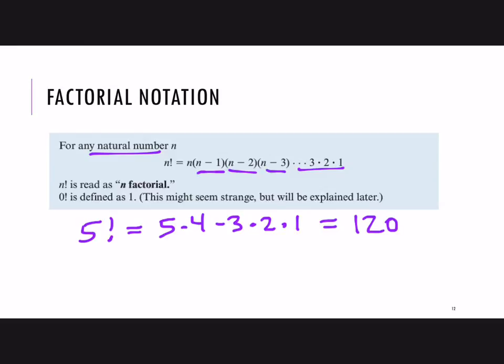Two weird cases: 0 factorial and 1 factorial. Well, 1 factorial doesn't have any other counting numbers smaller than it, so you just stop there. 1 factorial is 1. And then 0 factorial: 0 is not a natural number, so it doesn't really fit this definition, but it shows up so often in counting problems that we really needed to know what this was, so we defined this to be 1 as well. The reason is basically just that that's what works.